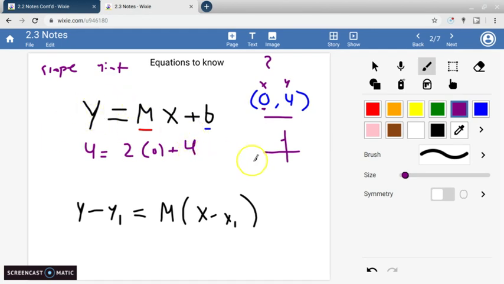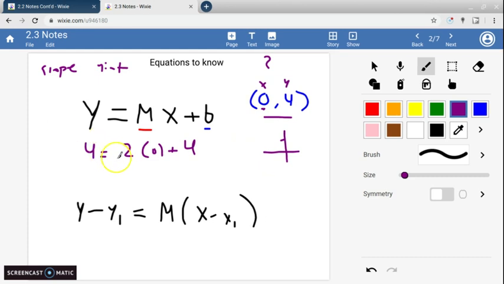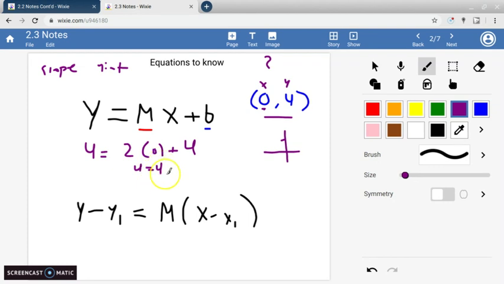So in this case, the b and y are the same. That's what you could say for this one, and then you could just solve. 2 times 0 is 0, plus 4. 4 equals 4? Yes, it does. So that's how you know you did that right, because you got a true statement.